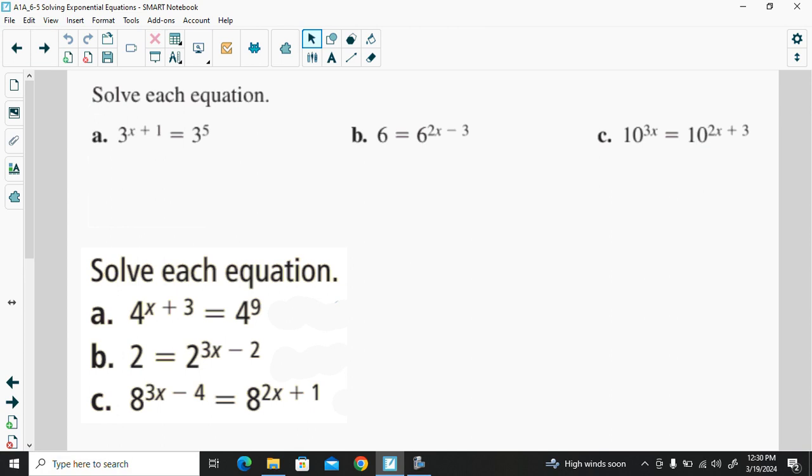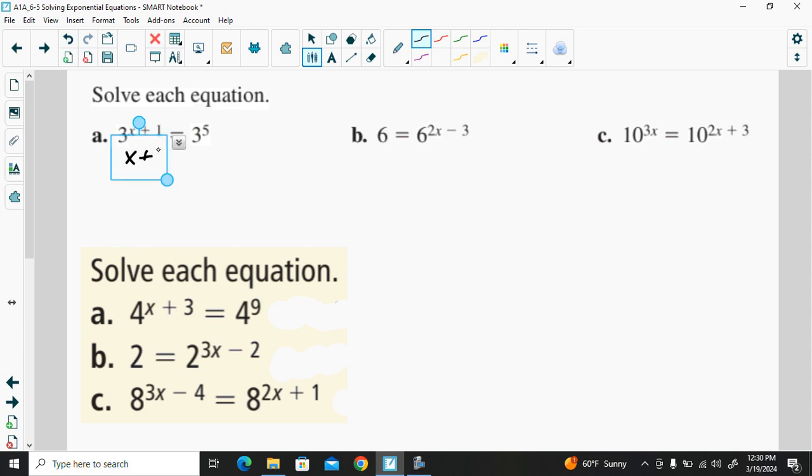Alright, so let's look at some examples here. Okay, our first example, we have 3 to the x plus 1 is equal to 3 to the fifth power. Because the bases are the same, we can write the following equation: x plus 1 is going to be equal to 5. We solve that equation by subtracting 1 from both sides, and we'll end up with x is equal to 4.